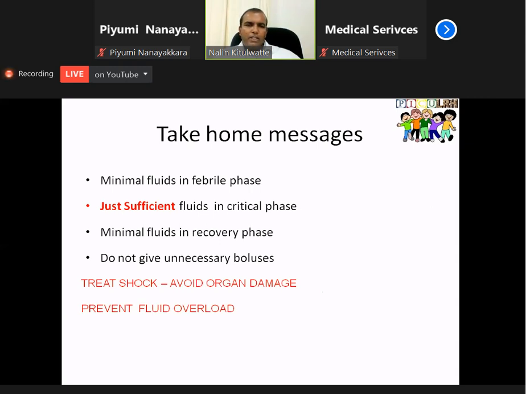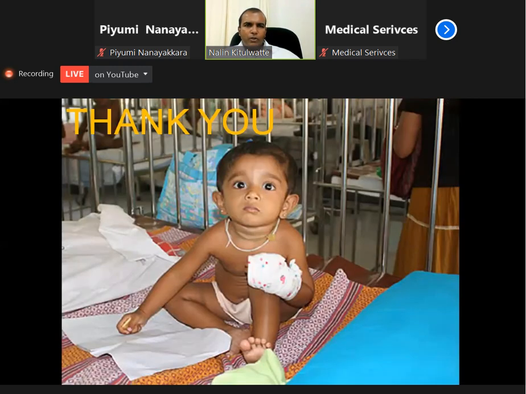As I told you, these are the two main causes for death in dengue. So if you are preventing both, the child should go home. So we want this type of patients. So thank you very much.